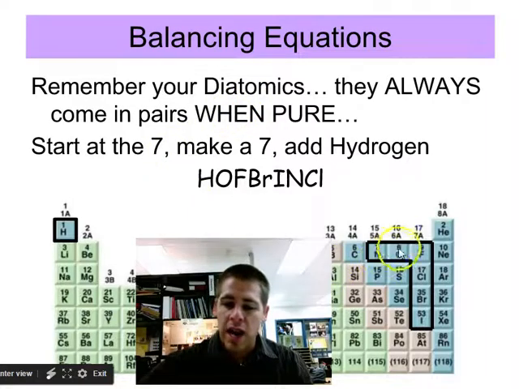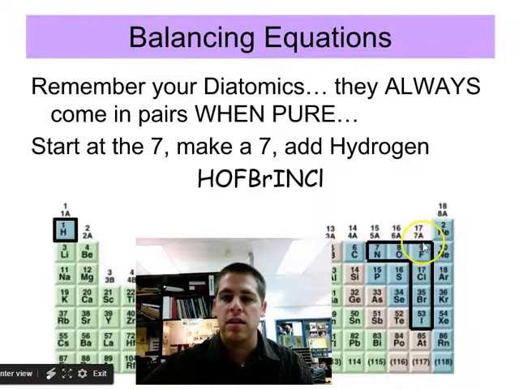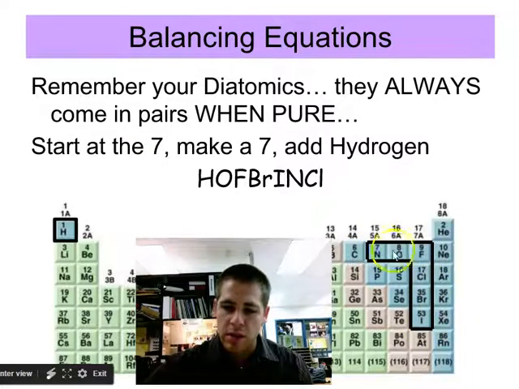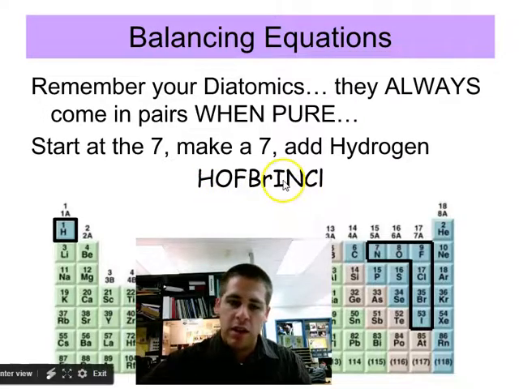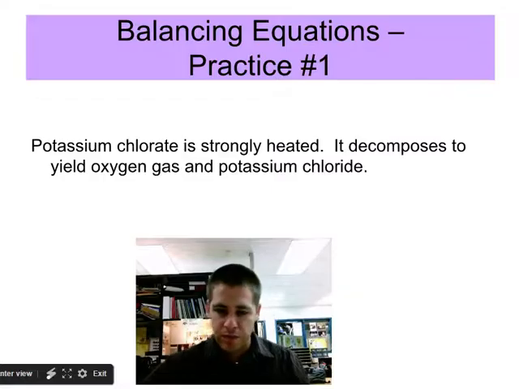So oxygen gas is O2, nitrogen gas is N2, fluorine is F2. There's 7 of these, and they make a 7 starting at the 7, so it's kind of easy to remember. So you make a 7 on the periodic table like this, and you also want to add hydrogen. I like to remember this by the name Hofbrinkel: hydrogen, oxygen, fluorine, bromine, iodine, nitrogen, and chlorine. So I think this is a really easy way to remember. Just remember that Hofbrinkel are the diatomic elements.